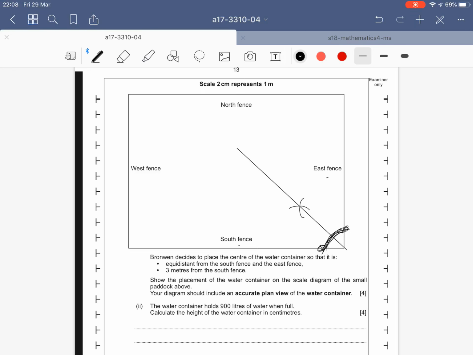Then it's going to be 3 meters from the south fence. Well, they told us 2 centimeters is 1 meter, so it's got to be 6 centimeters up from here. So measure 6 centimeters up. So it's going to be along there somewhere. And then the water container, so wherever your circle is, ask your teacher to show you how to do this one with a proper compass, because I'm just guessing here.